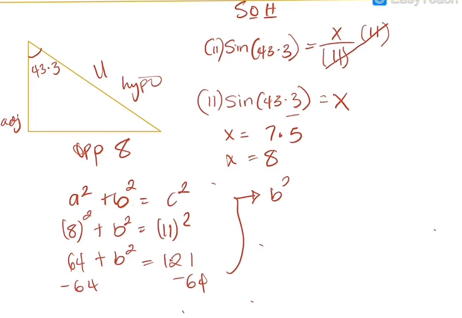Then our b squared is going to equal 57. We have to square root both sides. And our b is equal to 7.5, or 8 again, as well. So our adjacent is also 8. So now we are done finding all the sides of this question.